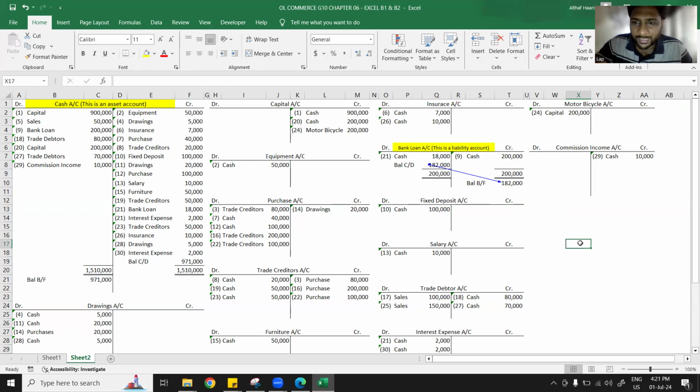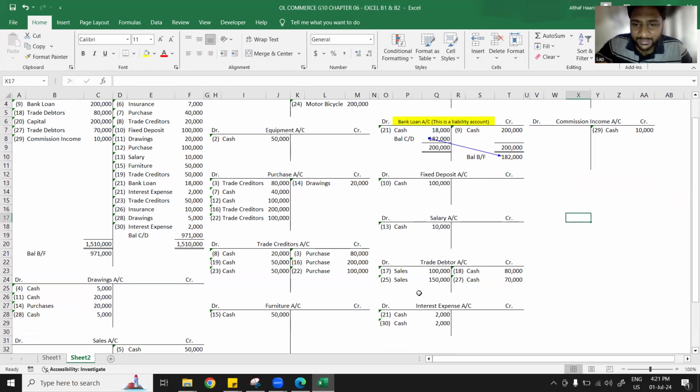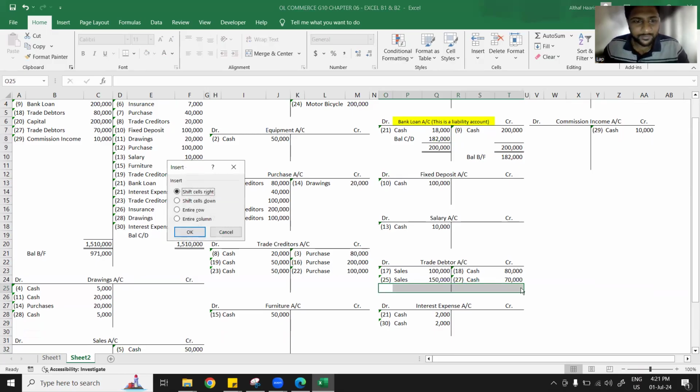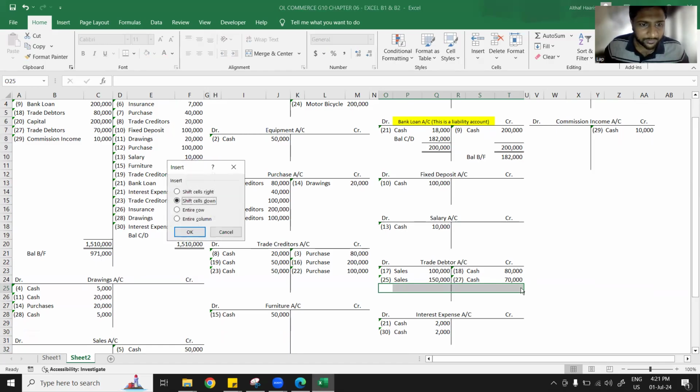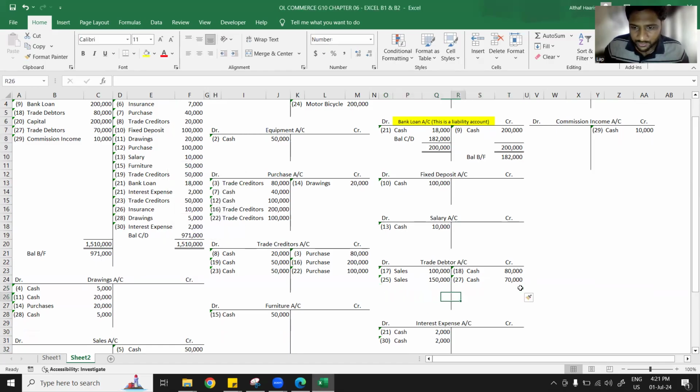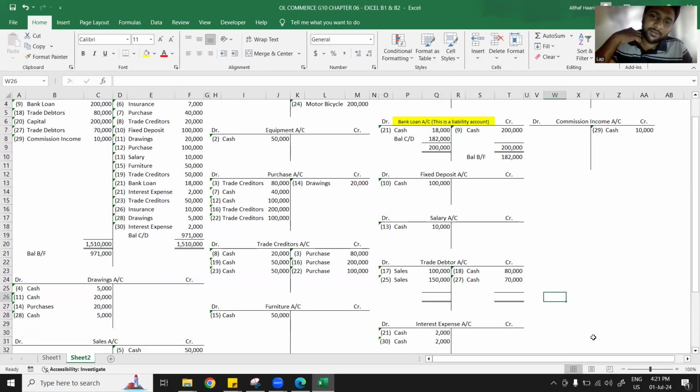Now let's go to trade debtors, children. Jump to the trade debtors. Put the double line on both sides. Which side is bigger? Tell me, people. Which side is bigger? Debit side or credit side?